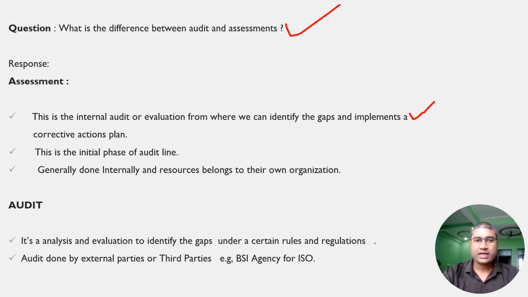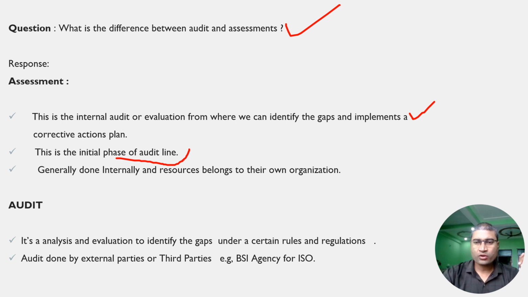So second is, this is the initial phase of audit line. Okay, if we talk about the audit, that means assessment is the first line in terms of the audit, right? So next, assessment is generally done internally and the resources belong to their own organizations, right? Because assessment is the first level of audit, we can say, and it's generally performed by their own resources.